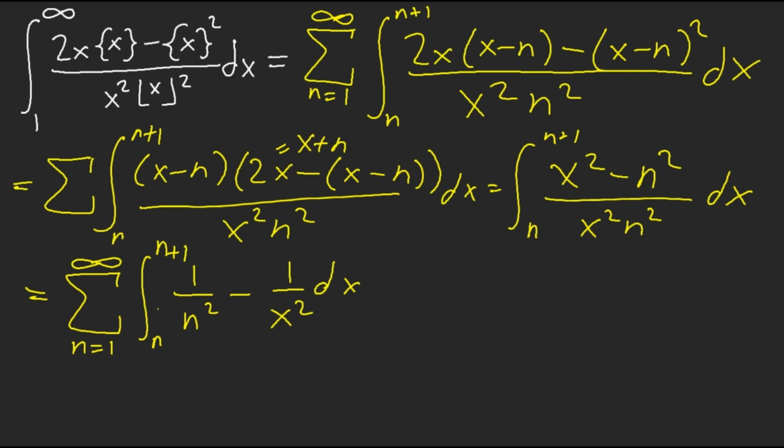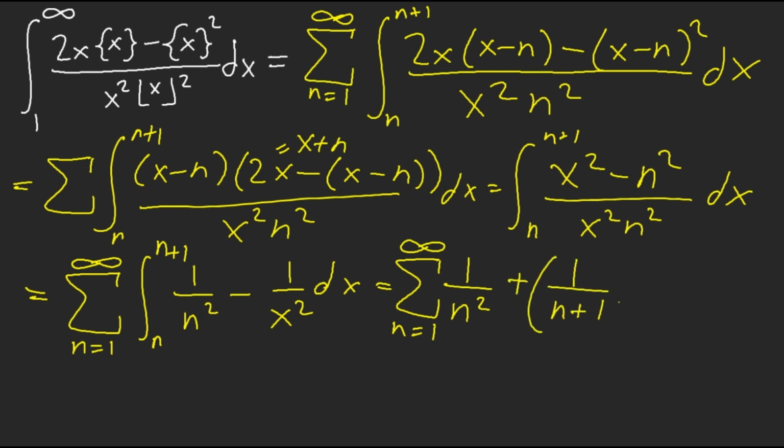Cool. Again, we can simply integrate this. This is no problem. So when you simply integrate this, this is just 1 over n squared. And then here, integrating this, we get 1 over x. So this would be plus 1 over n plus 1 minus 1 over n. Okay. And so now this is straightforward. This is a Gauss sum, pi squared over 6, plus there's a telescoping series, plus 1.